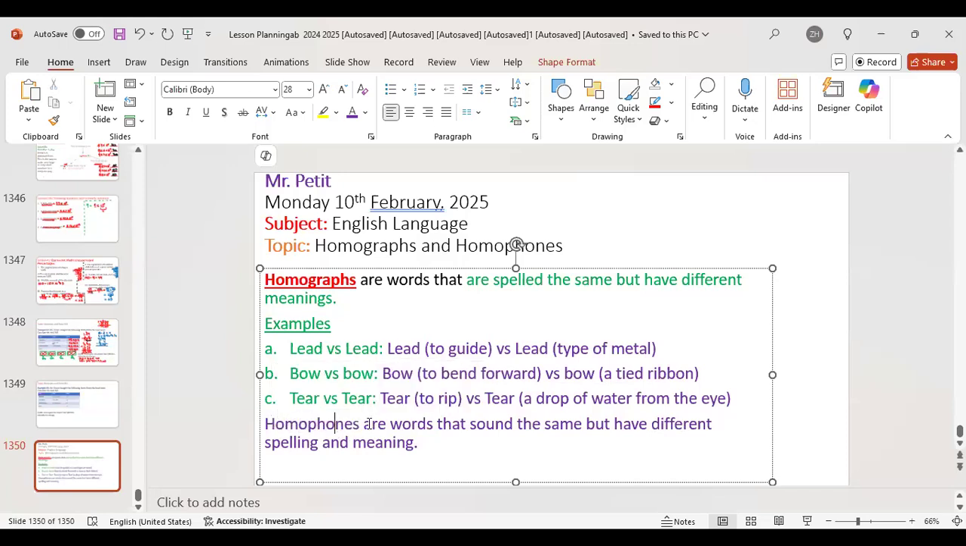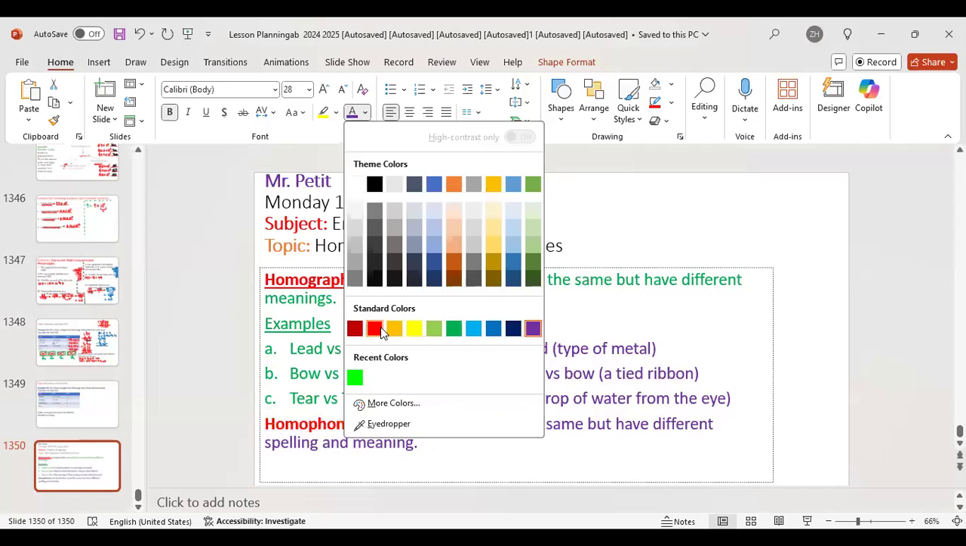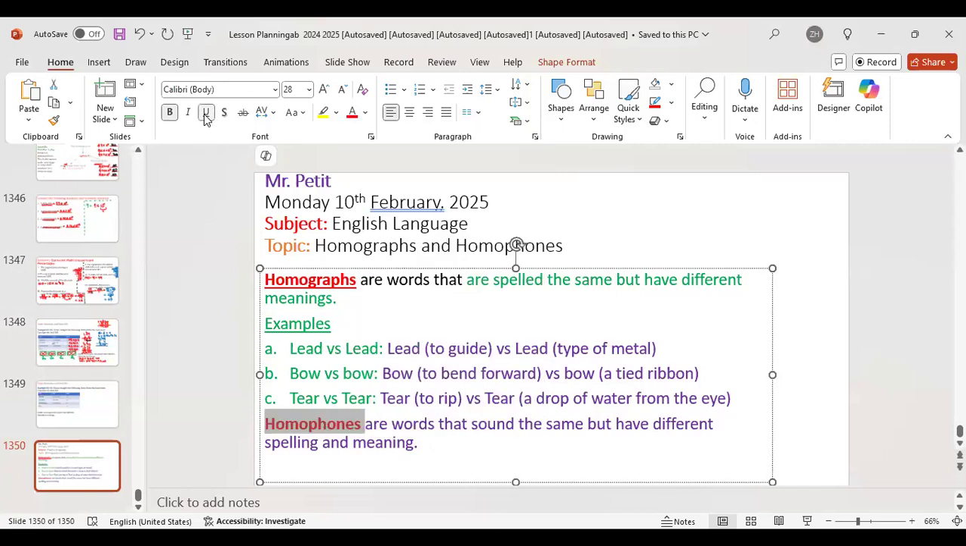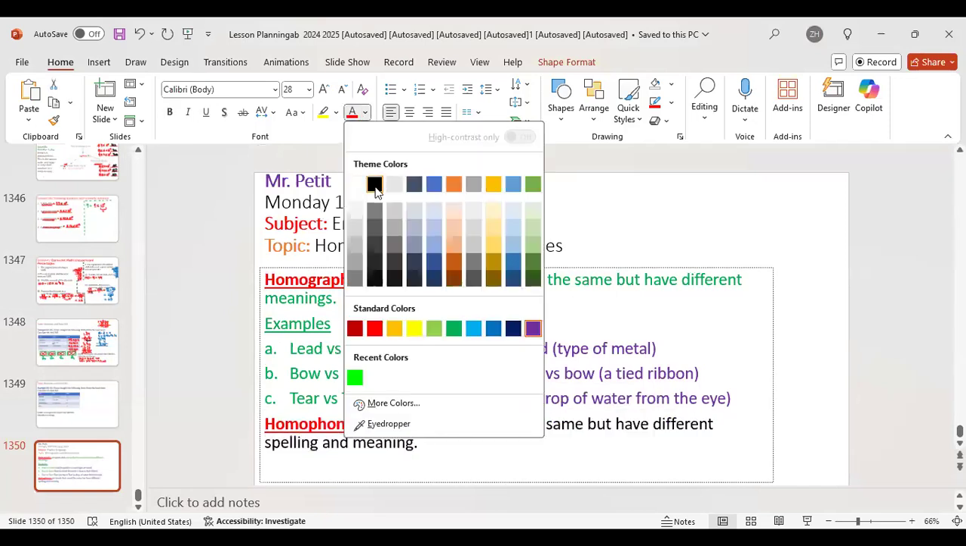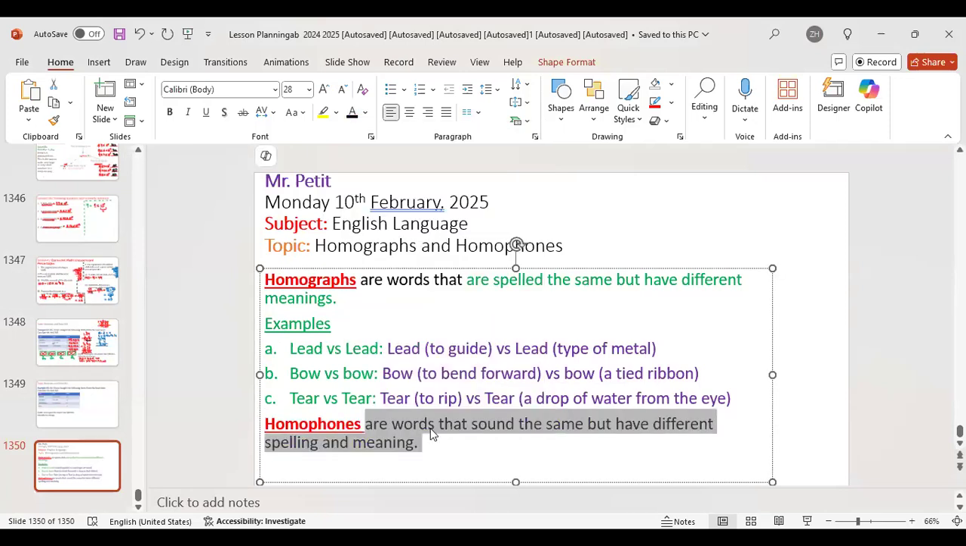So homophones are words that have the same sound. Unlike homographs, where the sound doesn't matter, even though the sounds could overlap, here we have the same sound but not the same meaning. These are words that sound the same but have different meanings and spellings.